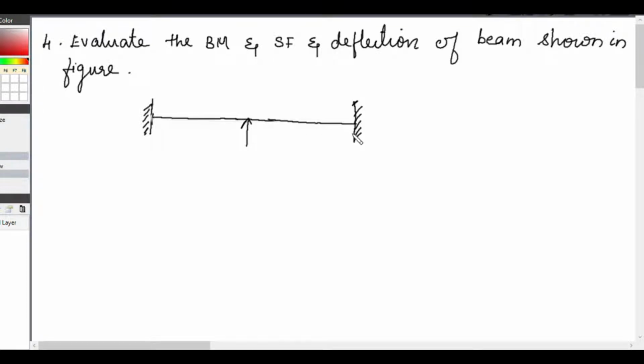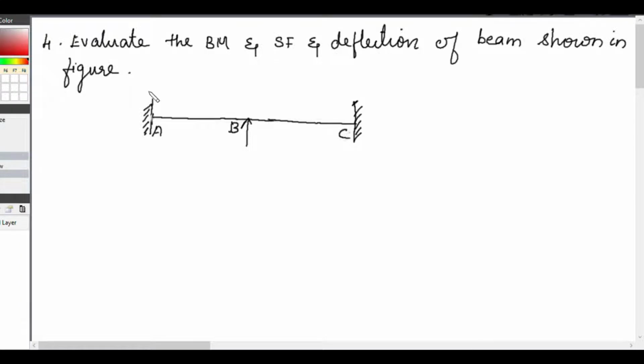So this is a fixed continuous beam, fixed at the exterior supports A and B. So exterior supports A and B are fixed supports. We will take this as C. So exterior supports are fixed supports and the intermediate support B is a simple support.